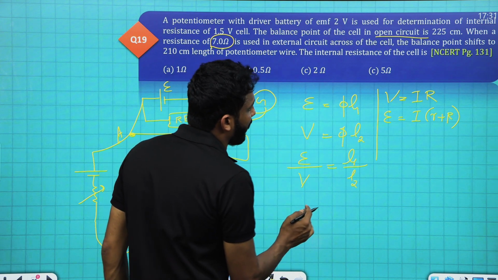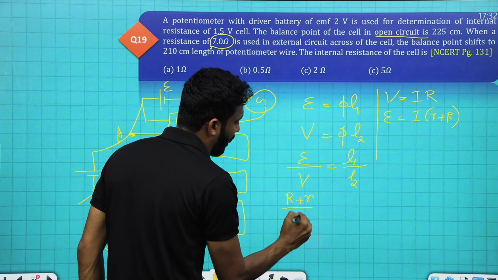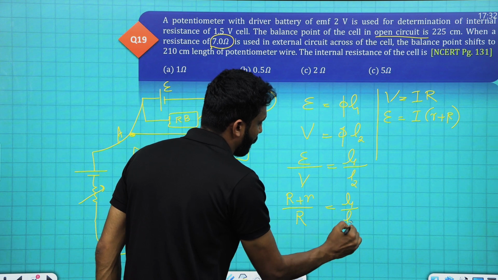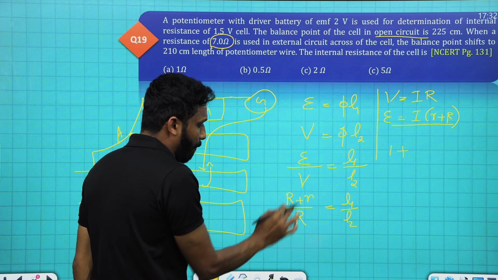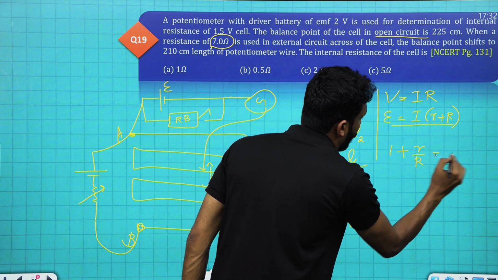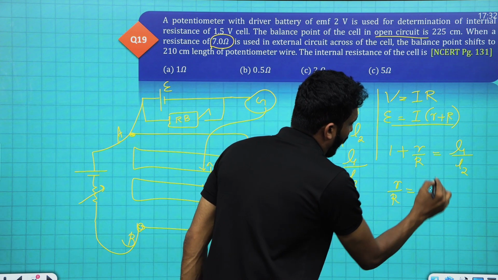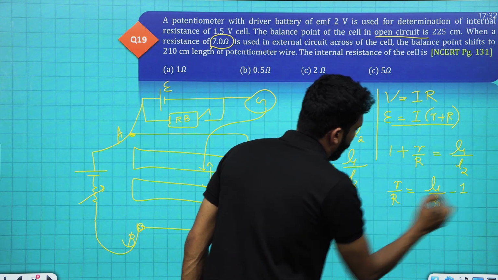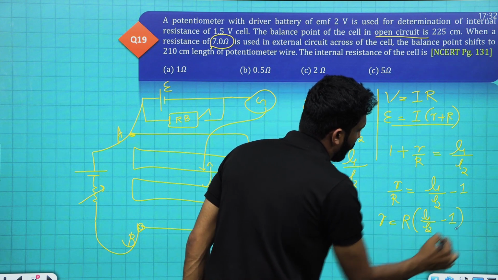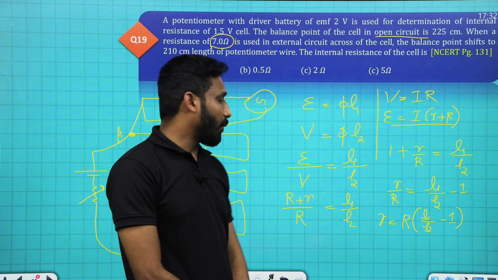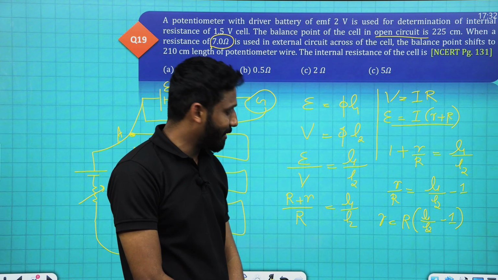Then what is E by V? E by V is this, and I cancels. (R plus r) divided by R is equal to L1 by L2. Dividing, 1 plus r by R is equal to L1 by L2. So r by R is equal to L1 by L2 minus 1. r is equal to R into (L1 by L2 minus 1). This is the equation to find the internal resistance of a cell by using the potentiometer experiment.